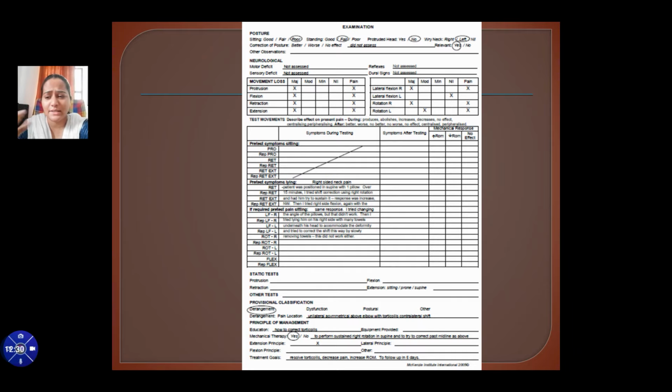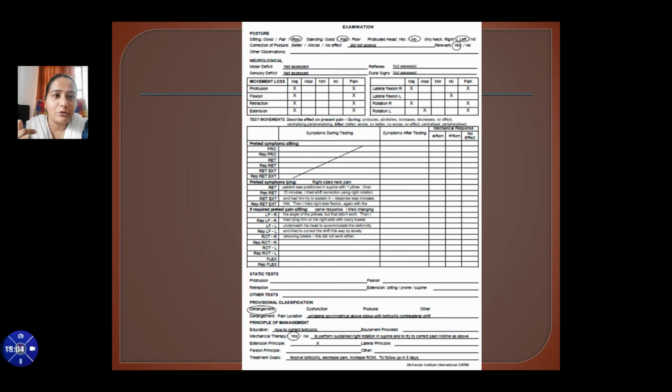Next is other test. If you are doing ULTT or any other test, then you can mention it in the other test section. Next is the provisional classification. So after doing all the assessment, you have to mark it as derangement, dysfunction or postural syndrome. So here for example they have given unilateral, asymmetrical, now above elbow with contraction. I am not able to read that line, but whatever your diagnosis is there, you can mention it over here.